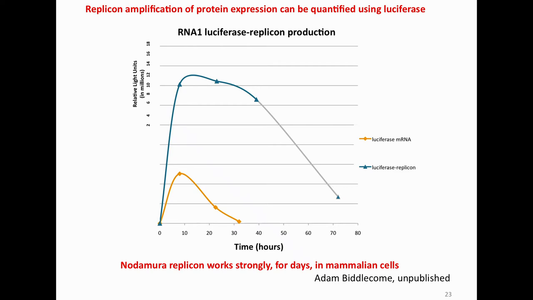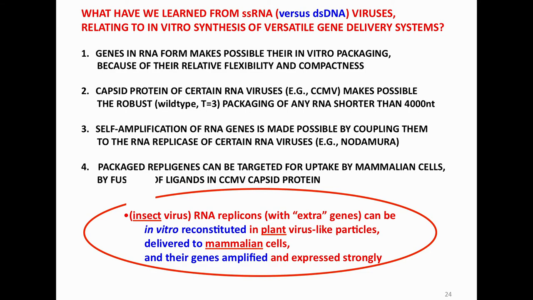Thank you. Just checking not only that you get a high level, in this case it's a luciferase reporter gene, because of the RNA amplification, you get expression for many days. This is the messenger RNA form of luciferase. This is the replicon form of luciferase. So not only are you amplifying the messenger RNA for luciferase, you're doing it over the course of many days. And that was work of Adam Biddlecombe.